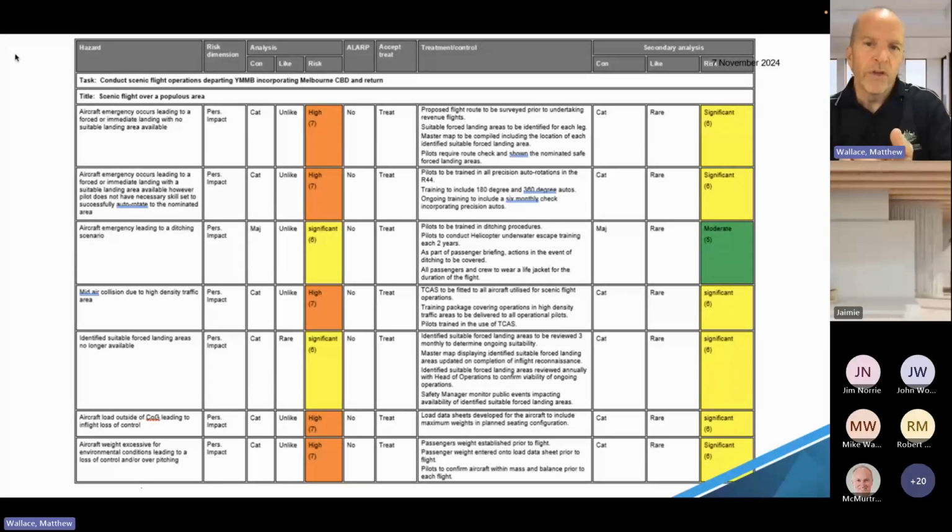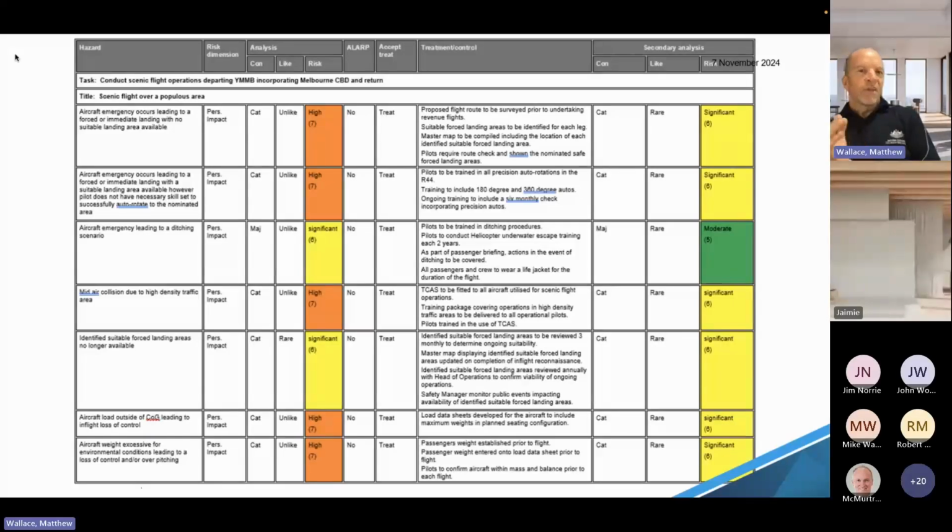Proposed flight route to be surveyed prior to undertaking revenue flights. Suitable forced landing area to be identified for each leg. A master map, which can be electronic or the normal putting it up on the board, to be compiled, including the location of each identified suitable forced landing area. And we're going to have the pilots conduct a route check, prior to conducting revenue flights, and show them where the suitable forced landing area is. So they're just some risk mitigators that can be put in place.